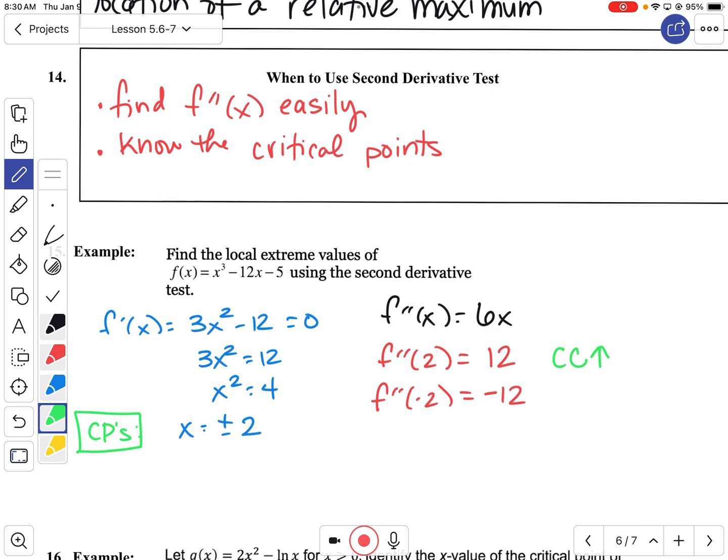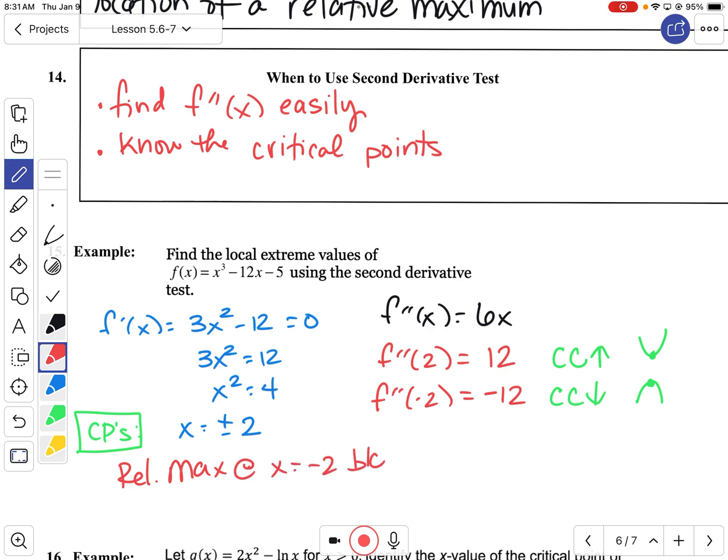Yep, it's concave up because that second derivative is positive. Okay, so if it's concave up, what are we going to have? A minimum. Okay, and then at negative 2, I get a negative number, so it's concave down, which means we're going to have a maximum. Okay, so we have a relative max at x equals negative 2.